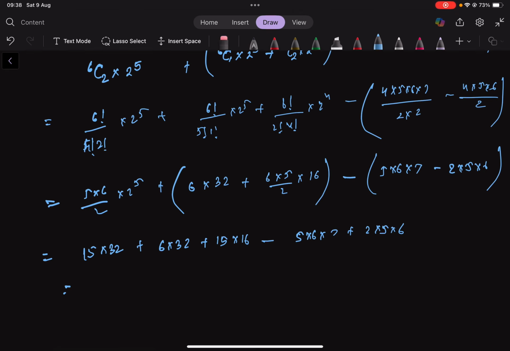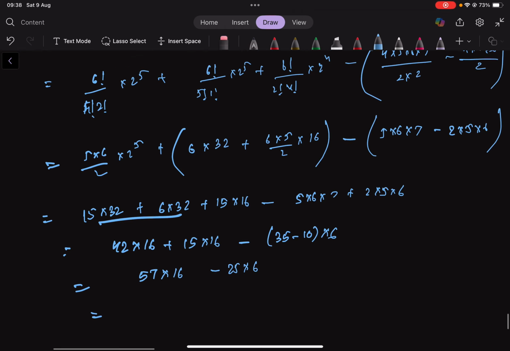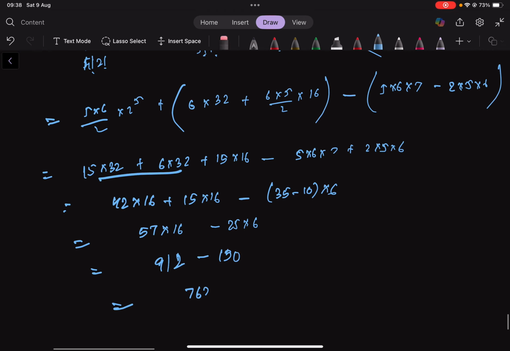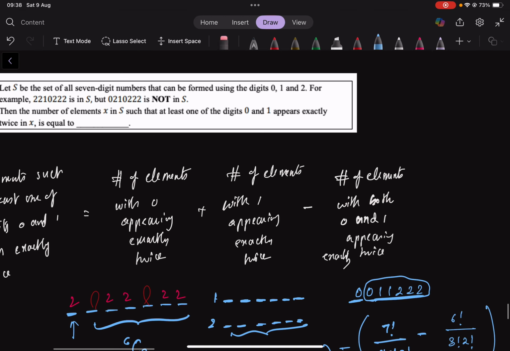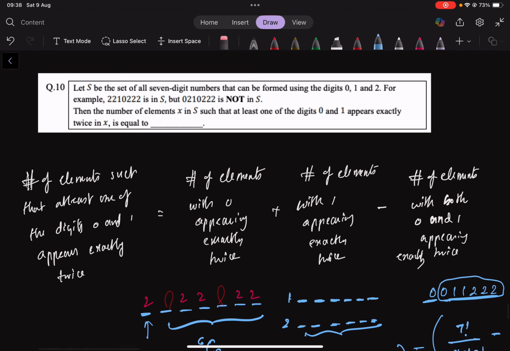If we add these two, we get 21 into 32, that is nothing but 42 into 16, plus 15 into 16, minus, if I take 6 common, 35 minus 10 into 6. That is nothing but 57 into 16 minus 25 into 6, which is 912 minus 150. So that is nothing but 762. So the number of elements x in S such that at least one of the digits 0 and 1 appears exactly twice is 762.